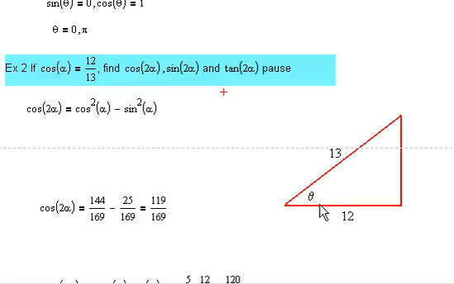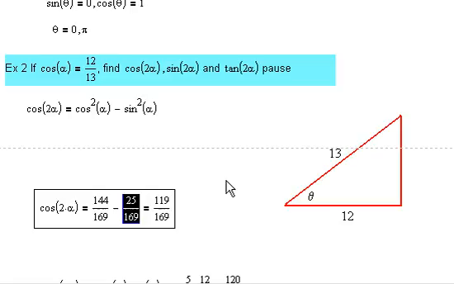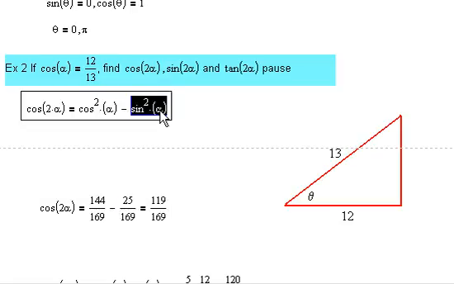5/13 would be the sine of this angle, alpha. Sorry, I have it written as theta. I should have written it as an alpha. I'm not going to fix that now, but so that would make this sine squared 5/13 squared, so we'd have 144/169 minus 25/169, which gives us 119/169. So there's our formula for cosine of 2 alpha.